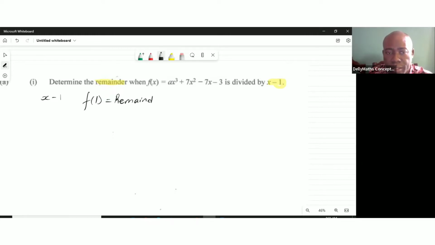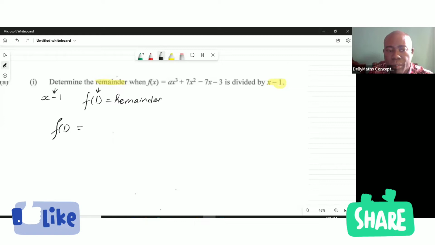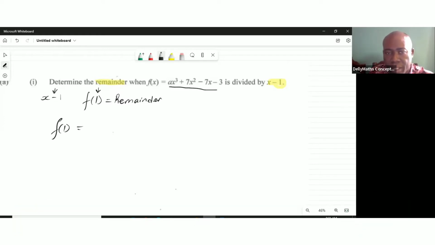And if you notice, this is a negative, but we use the positive, all right? So that's going to give us the remainder. So I need to evaluate f of 1. So here's the function. We have a x to the third, so it's going to be a times 1 to the third plus 7 times 1 squared minus 7 times 1 minus 3. When we work this out, we should get the remainder when x minus 1 was divided into all of that.